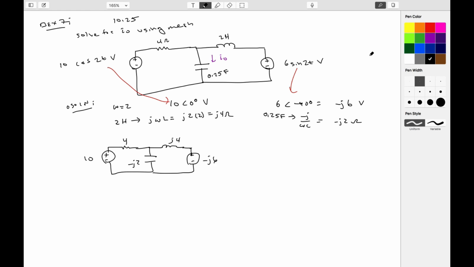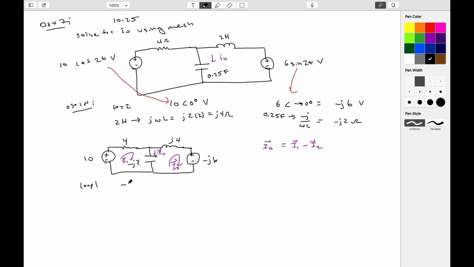And I'm asked to find I naught using mesh. So I naught is here, and I can define my mesh currents I2 and I1. So I know that I naught is going to equal I1 minus I2. So I need both of these to find this. All right, so let's look around loop 1.